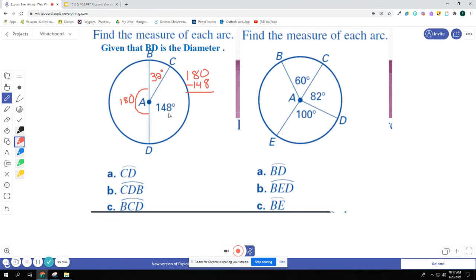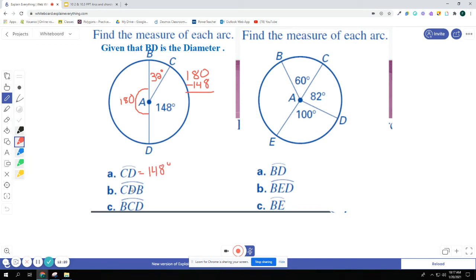So now that we come down here to the measure of CD, we can identify CD as being from C to D. Remember, it's a minor arc, so we take the shortest distance. So it would be 148 degrees, same as the central angle. So this is going to be 148.